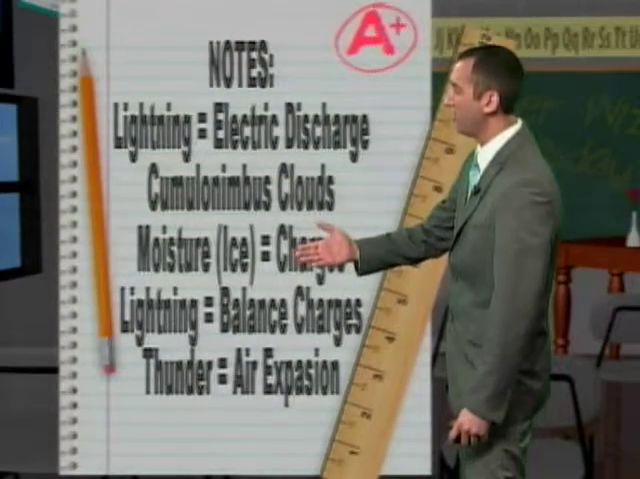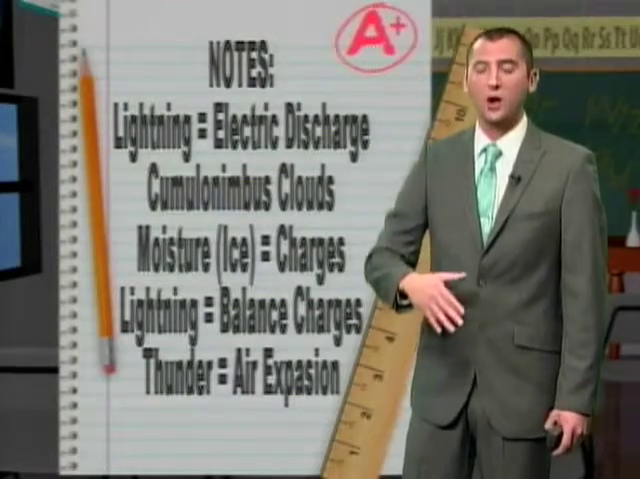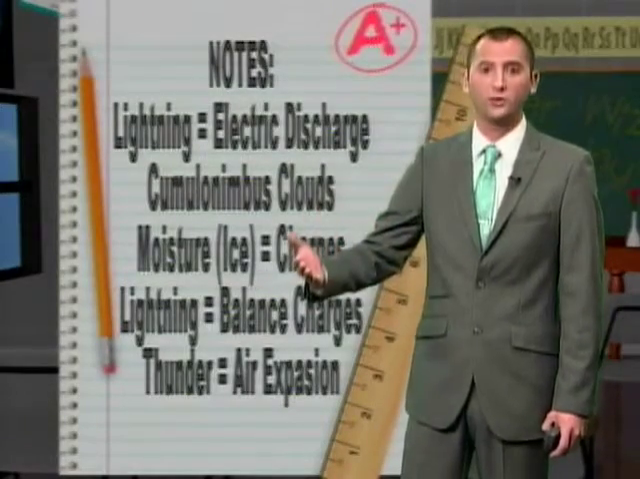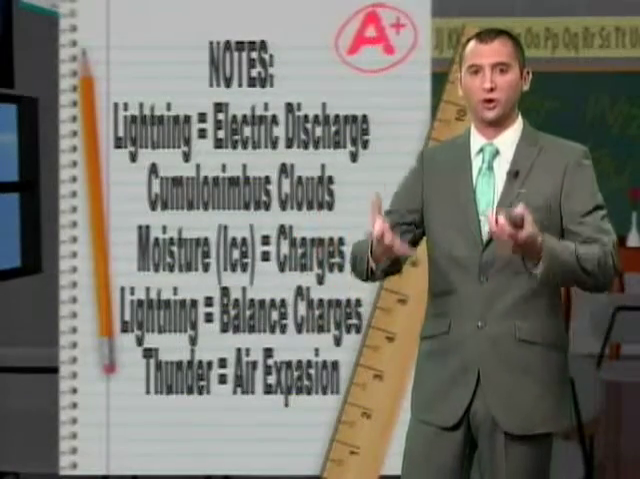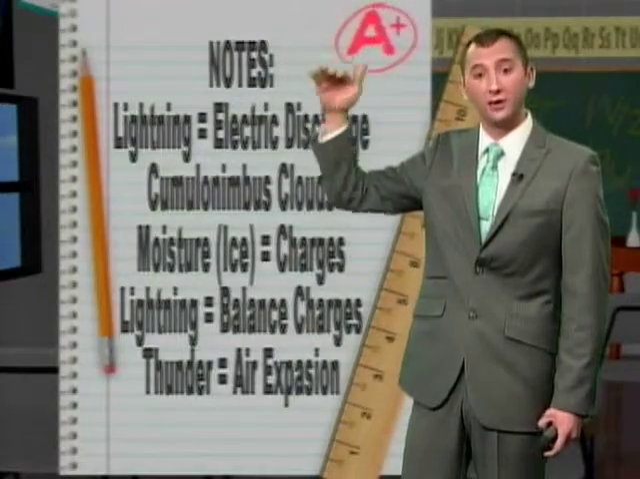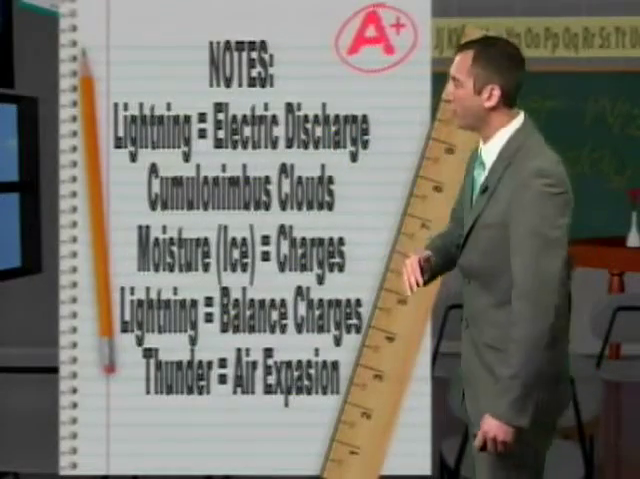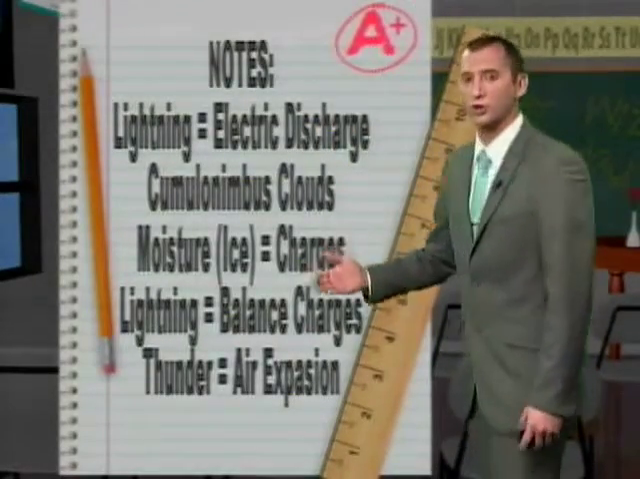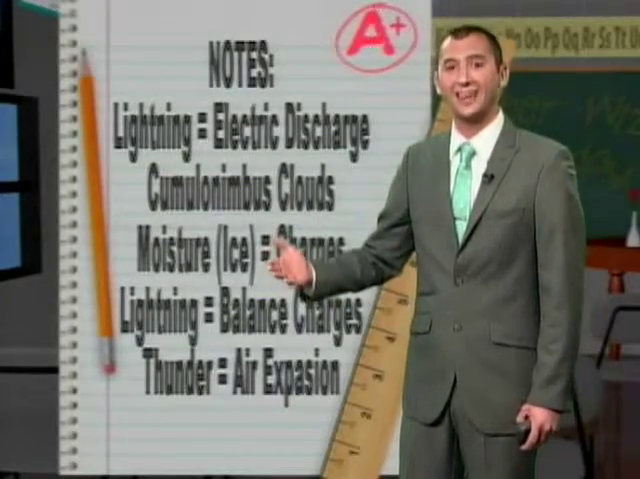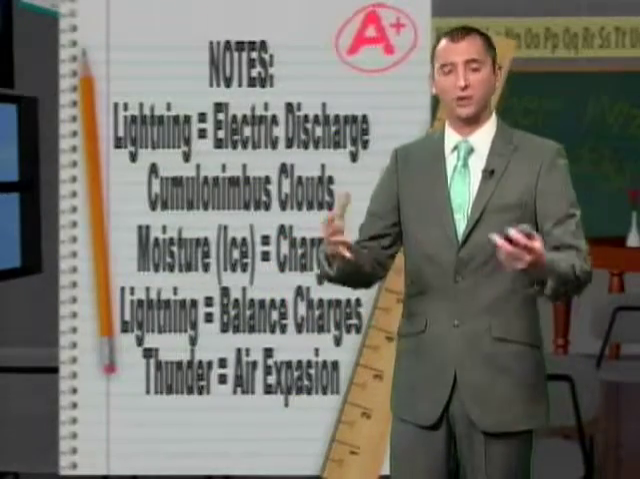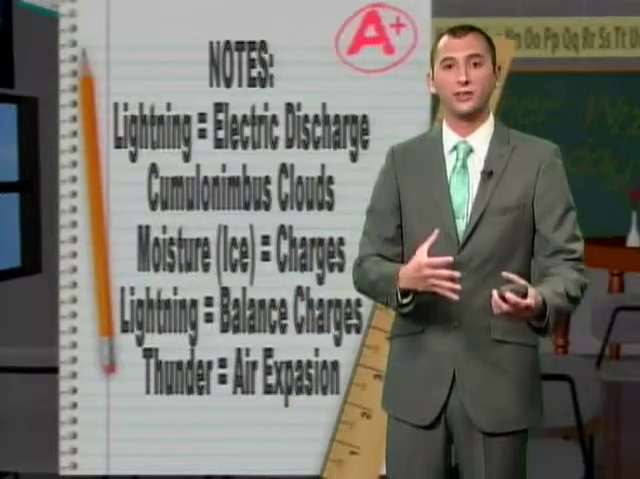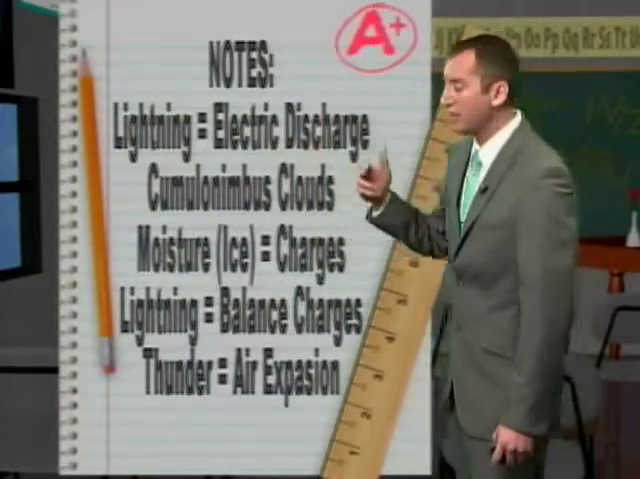So the moisture in the clouds, whether it's in a liquid state, a gaseous state, or a frozen state, the ice in the large cumulonimbus clouds, because they are so large, there is ice at the top going up to around 40,000 feet. That causes electrical charges, both positive and negative, and lightning is nature's way of balancing the charges in the clouds, going from positive to negative.